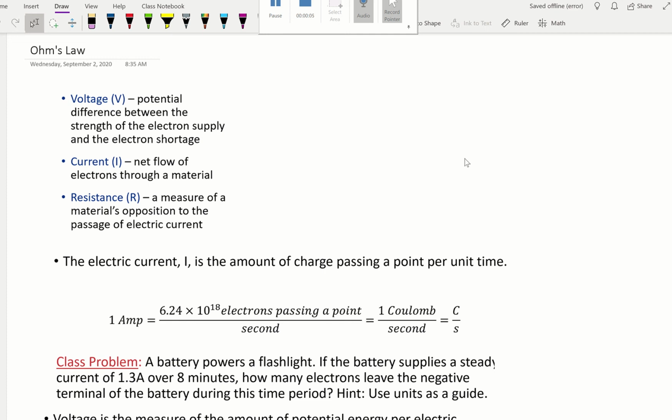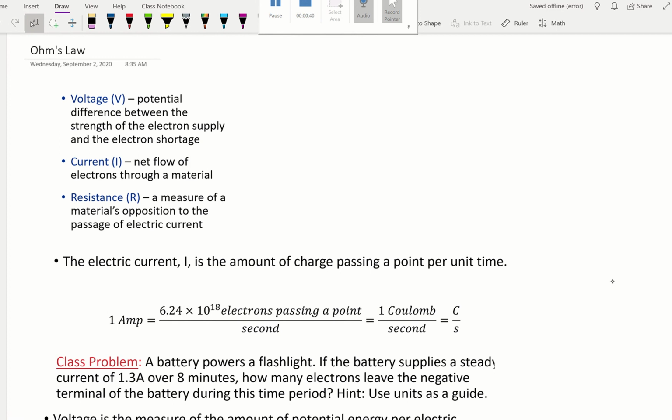And so here is a quick review about electricity. The basic concept of voltage is the potential difference between electron supply and electron shortage. And so that's the drive to make the current flow. The current is the net flow of electrons through the material. Resistance is how much opposition there is to the passage of the current. So that's V, voltage, and current and resistance.